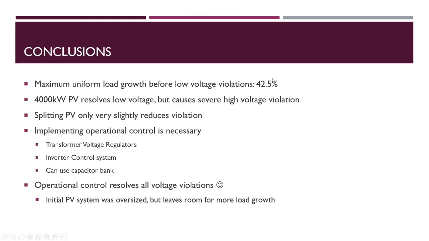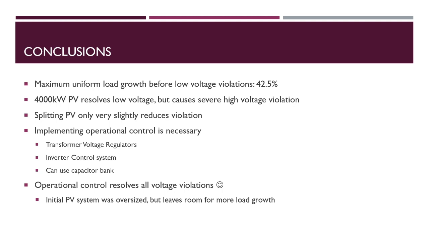And so, concluding, I determined that the maximum uniform load growth before any violations would occur is 42.5%, which is fairly significant. The 4,000 kilowatt PV generation resolves the low voltage but causes a pretty severe high voltage violation, and splitting the PV unfortunately only reduces this very slightly. So implementation of operational control was necessary, and I chose the transformer voltage regulators and the inverter control system.